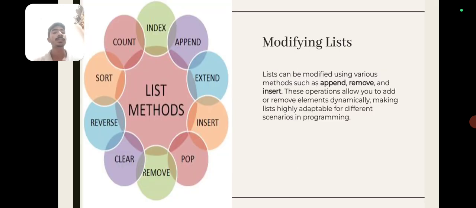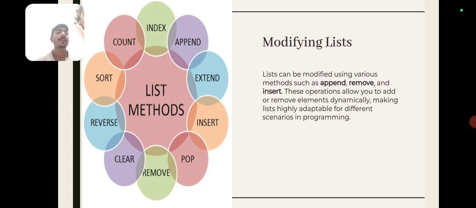Then modifying the list. There are several methods to modify the list. A list can be modified using several methods such as append, remove, insert, pop, reverse, sort, count, index, etc. Using these will make you highly adaptable for different scenarios in programming.